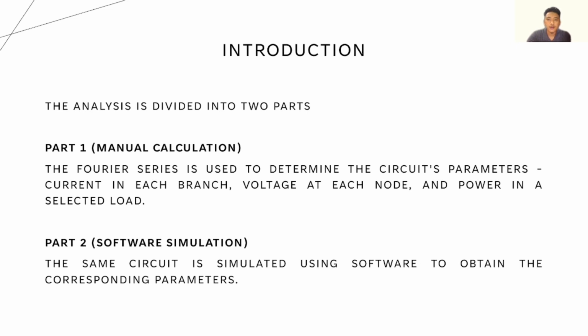This project is divided into two parts. Part one is manual calculation, using Fourier series to determine the circuit parameters, which are the current in each branch, voltage at each node, and power in a selected load. Part two is software simulation, where we simulate the circuit using software to obtain the same parameters as the manual calculation. Then the results of both calculations will be compared.